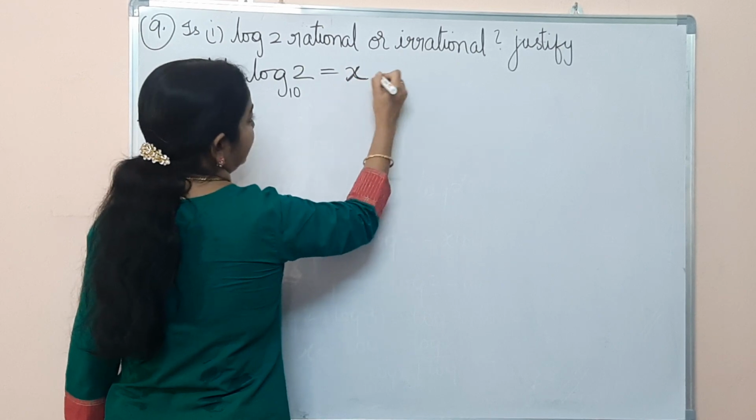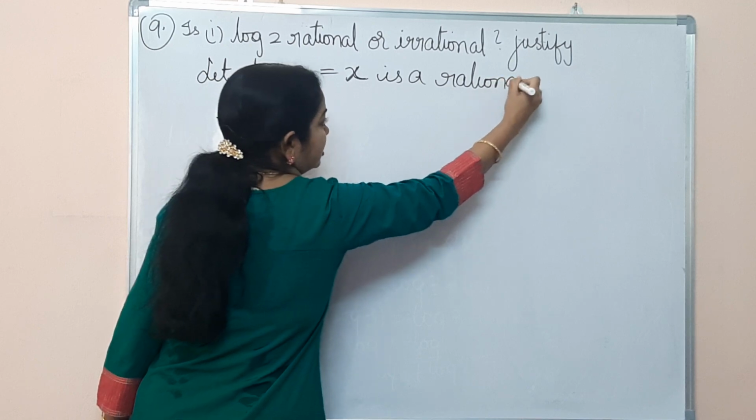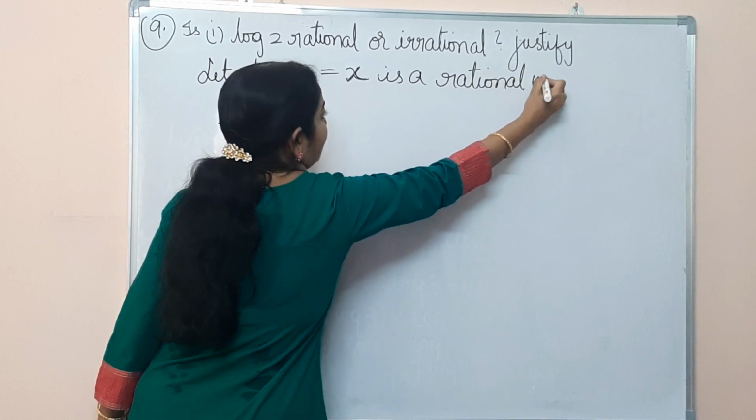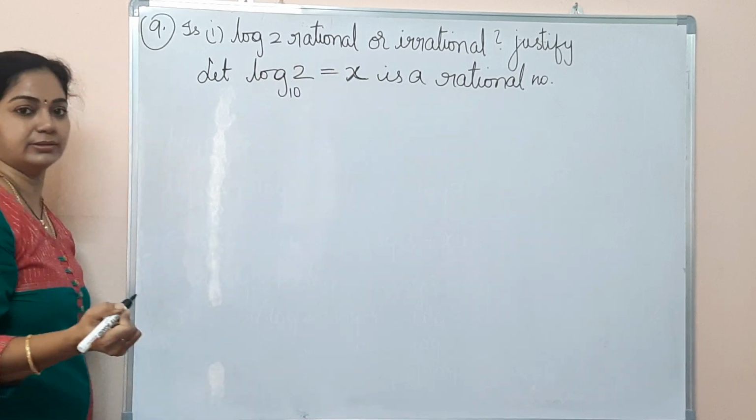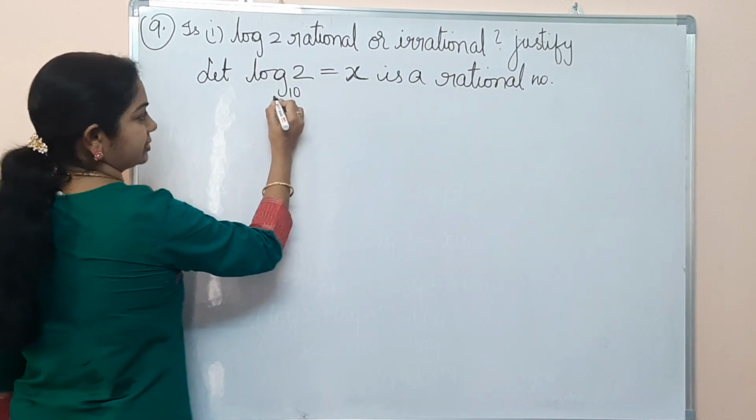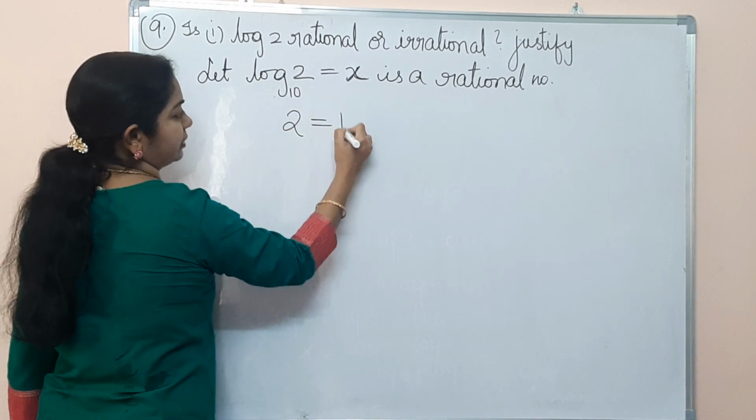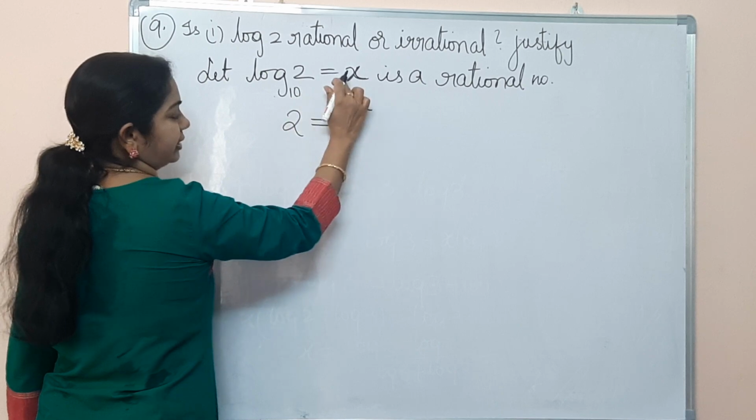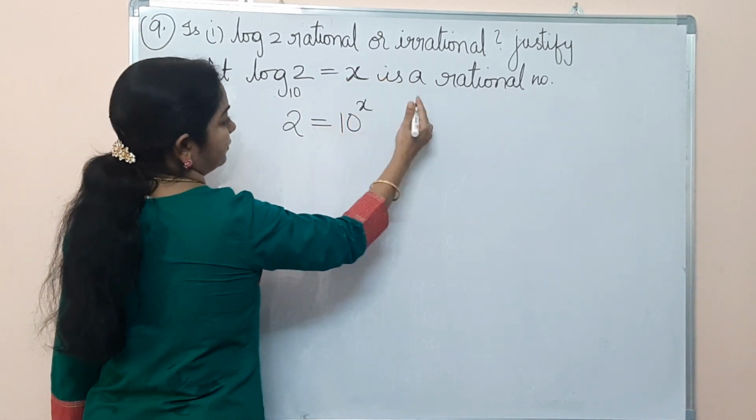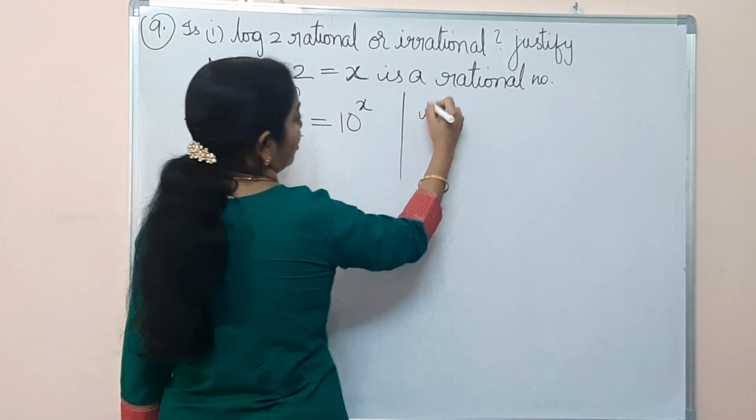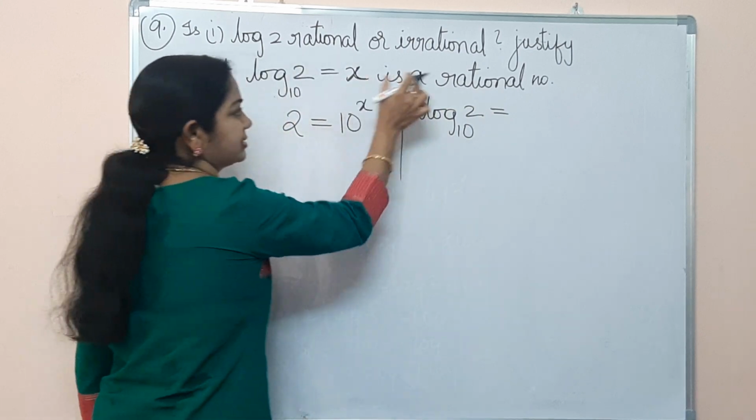Let x be a rational number. Now, from the formula of logarithm, if log 2 base 10 is equal to x, then in exponential form, 2 is equal to 10 raised to the power of x. And we are assuming this x is a rational number.